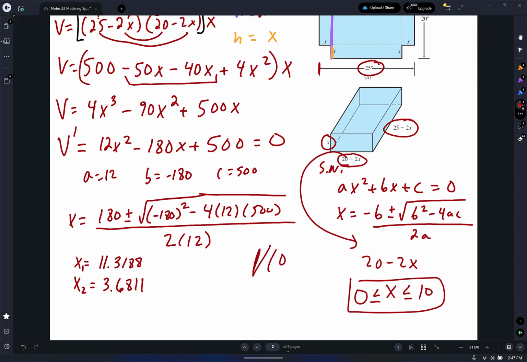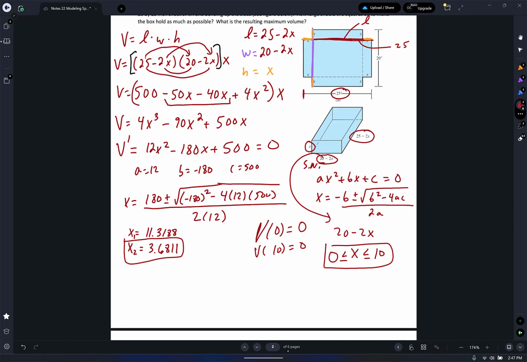So what I'm trying to say is because of my restriction of x, my volume at 0 is 0, and my volume at 10 is 0. So I already know I cannot be bigger than 10, and I cannot be smaller. You can't have a negative value for x. So I already know that this value there must give me my max. It must, because that's the only value that's between 0 and 10. Does that make sense? Okay.